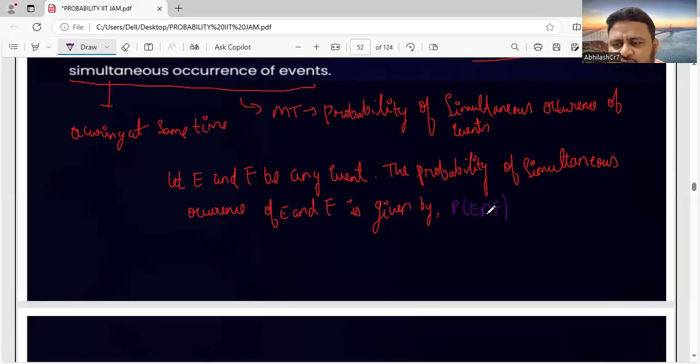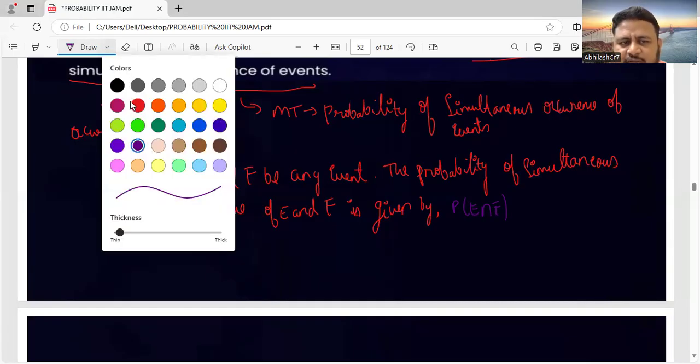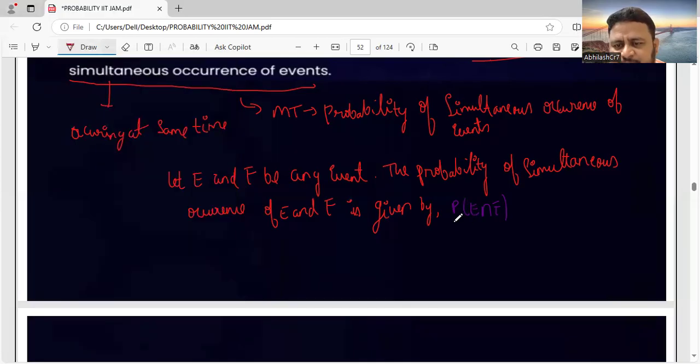Because simultaneous means common events, that is, it's happening at the same time. That's why it is given by P of E intersection F. Remember this, the probability of E intersection F. First of all, you must know the multiplication theorem deals with the simultaneous occurrence of events, and we use it to find that probability.